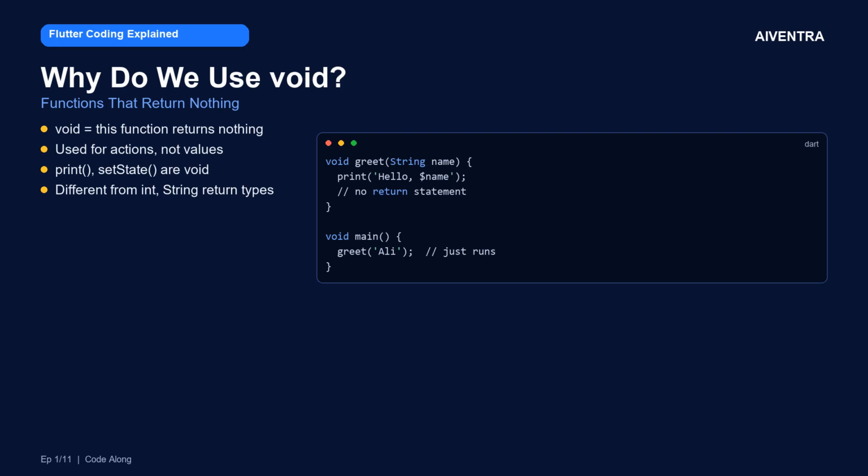In this lesson, we answer a very common beginner question. Why do we use void? Let's look at real code and understand it clearly. Open your editor and type along with me.